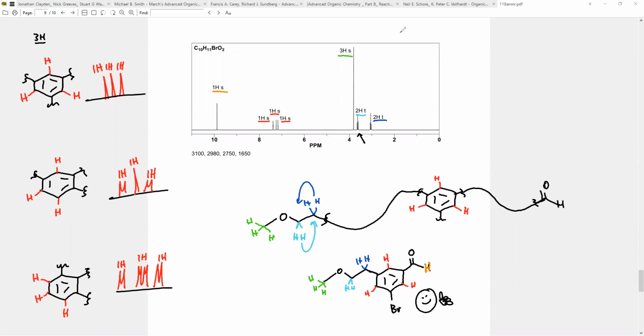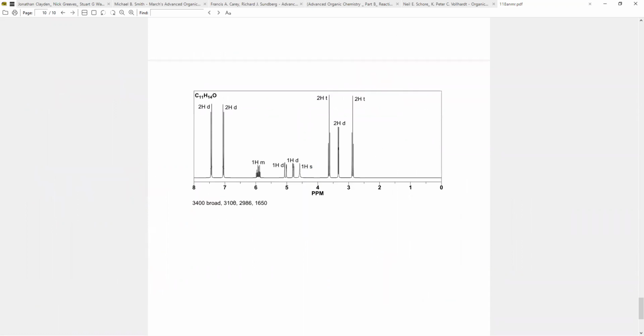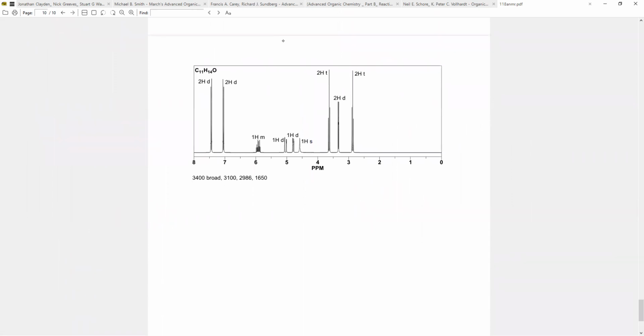So let's go ahead and look at the last problem here. Another benzene. I'm pretty sure there's 5 degrees of unsaturation in this one as well. There's the benzene, so that's 4, and then we see activity at 5 to 6. Maybe you recognize this pattern. That's an alkene right there.